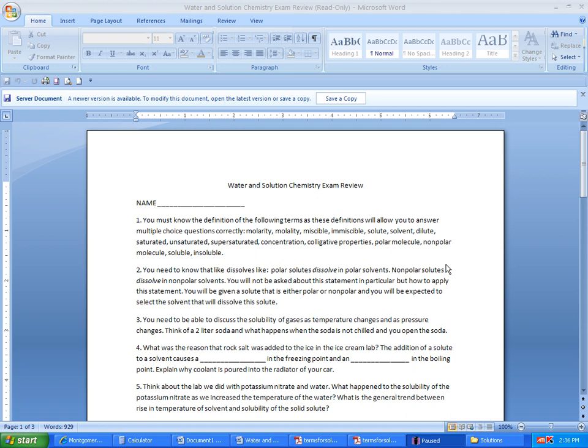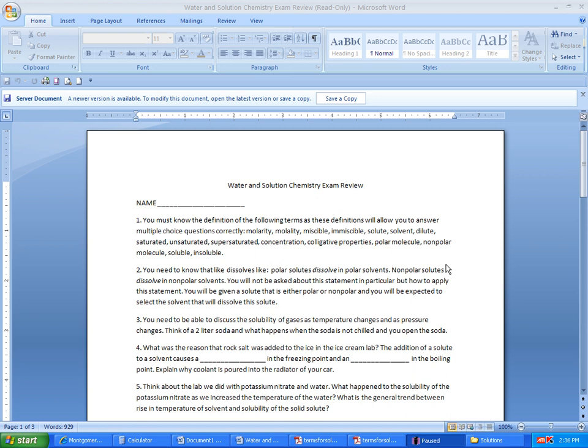Number 2 says that you need to know that like dissolves like. Polar solutes dissolve in polar solvents. How do I know if something's polar or nonpolar? If it has a possible positive or negative end, it's polar. So something like an ionic compound would be polar. Water is a polar molecule, so water will dissolve ionic compounds.